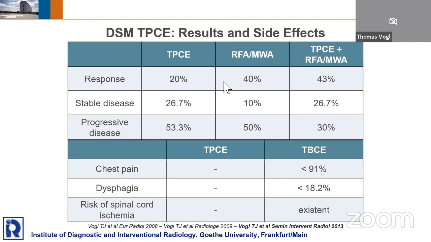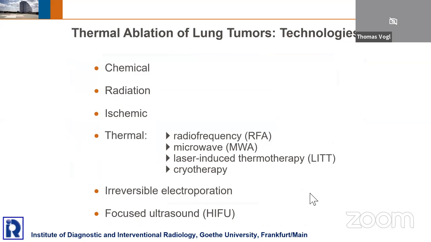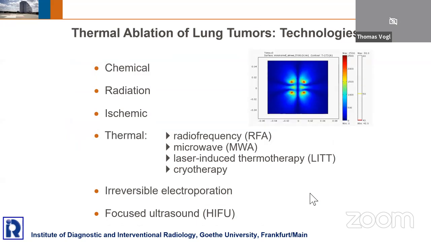If we combine chemoembolization and ablation, we see that we had some patients with dysphagia, what we have seen after chemoembolization. If we combine it with ablation, no spinal problems. My second part, if I have some time left, yes I have, will be on the thermal ablation of lung tumors.